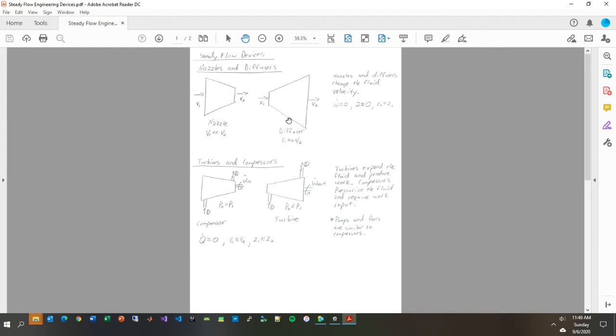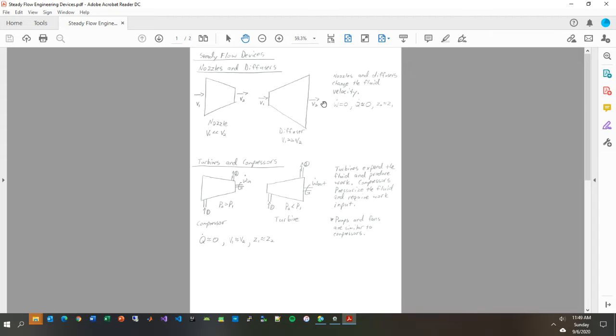If we do the opposite, that's a diffuser. Basically, if I run the nozzle backwards, I get a diffuser, and the purpose of the diffuser is to slow the flow down. So the velocity of the fluid entering the diffuser is much greater than when it exits.